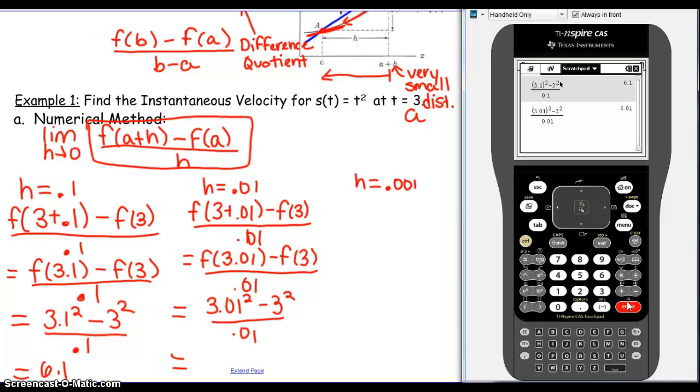And that gives us 6.01. Okay, so let's do this again with 0.001. And what we hope to see is that as h gets smaller, the values approach a certain number. And I think it'll be pretty clear in a minute what that number is.